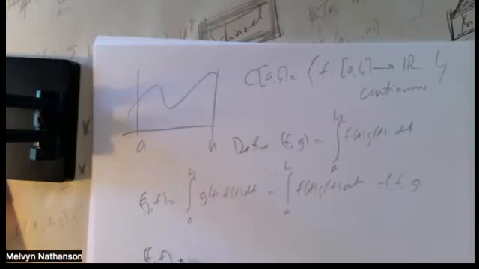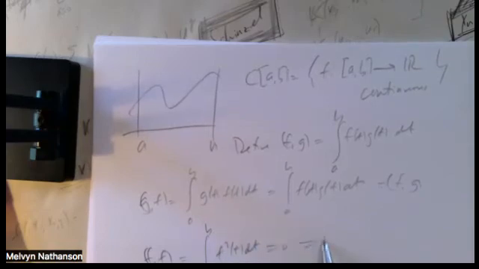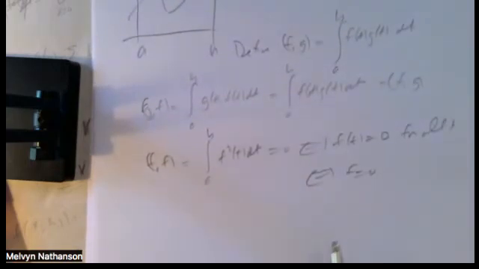What's the inner product of f with itself? It's the integral from a to b of f squared of t dt. The only way this is equal to 0 for a continuous function is f of t equals 0 for all t. So this is positive definite.